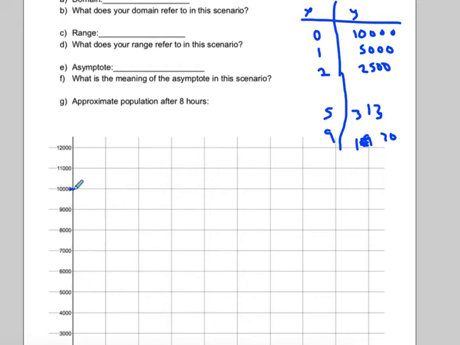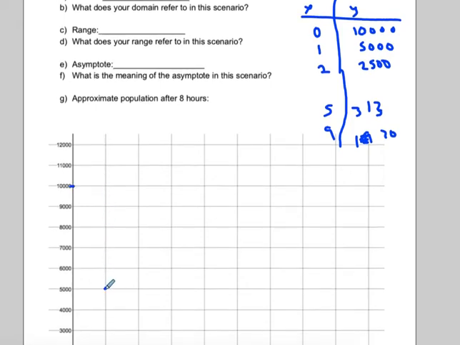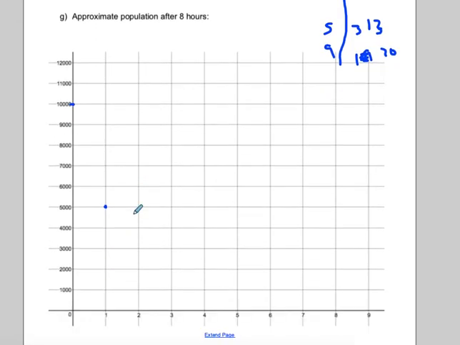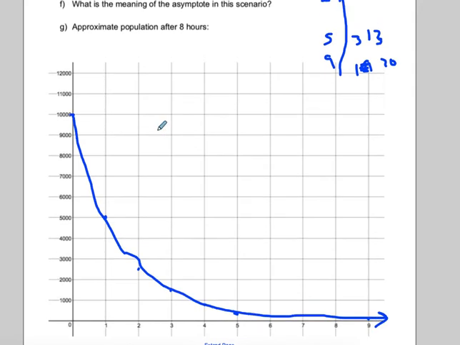So at 0, we're at 10,000. At 1, we're at 5,000. Look how fast that dropped down. At 2, we're at 2,500, right? So we're just going half the way, roughly. And then where's 5? At 5, we're at 313. These are going up by 1,000, so this is 500, and a little bit below is about 300. And then at 9, we were at 20. So yeah, that's getting pretty close to that right there. Pretend that bump didn't exist. And there is the graph of this right there.